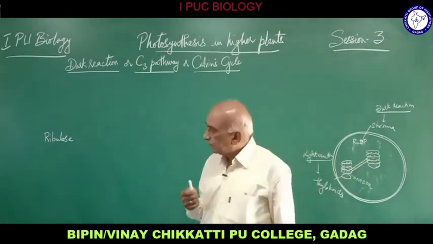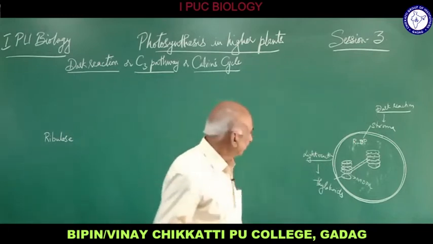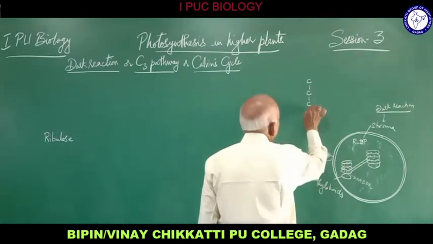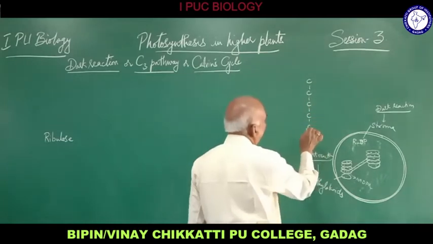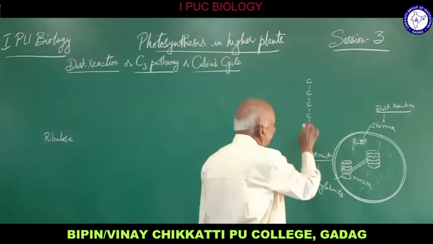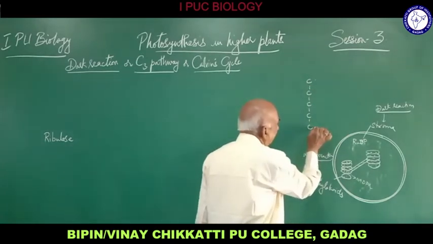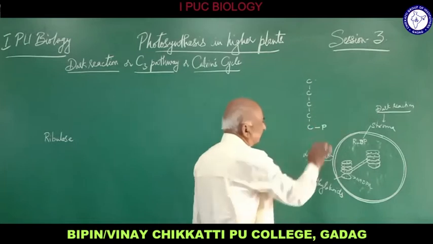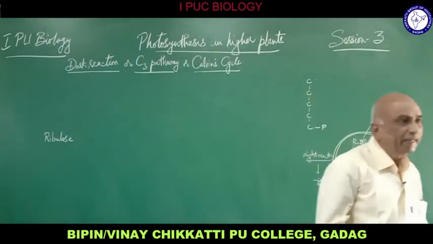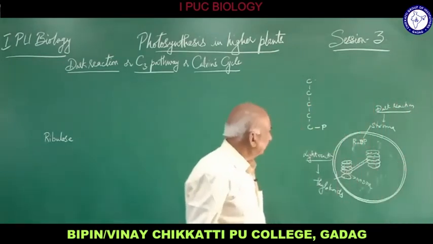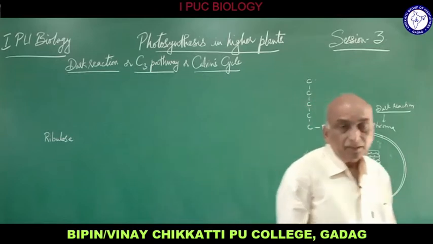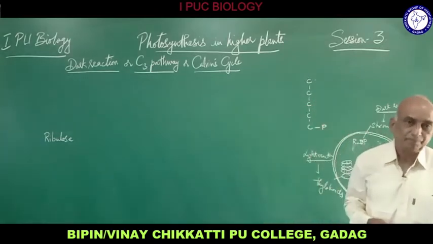Now suppose this is the ribulose compound. Here H, OH and all these are present. This is a 5-carbon compound. This phosphate is attached to this, and this is attached by ATP. So this ribulose gets attached with the 1-phosphate to form ribulose monophosphate.